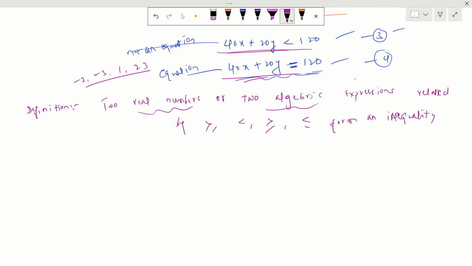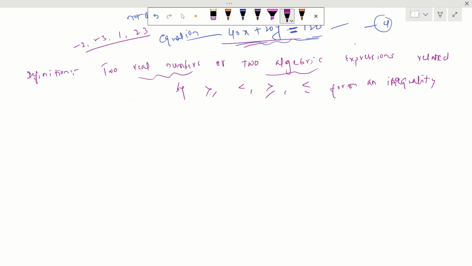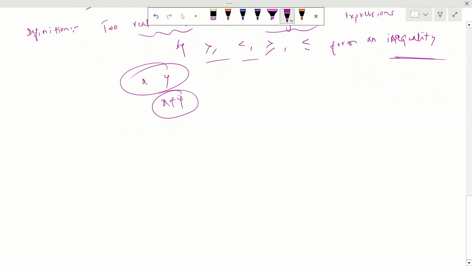So what is the definition? Any two real numbers, say x and y, or expressions like x plus y, having the relations greater than or equal to, less than or equal to, less than, or greater than. These symbols are called inequalities.